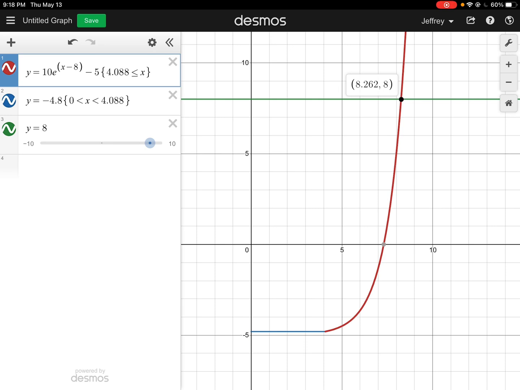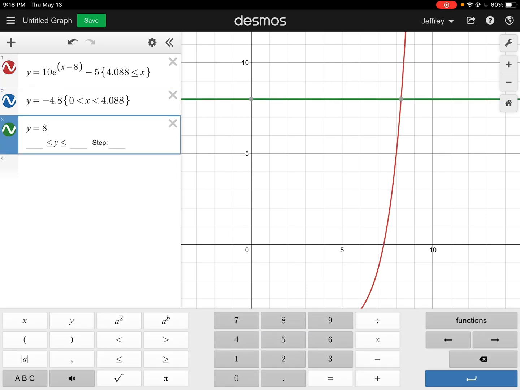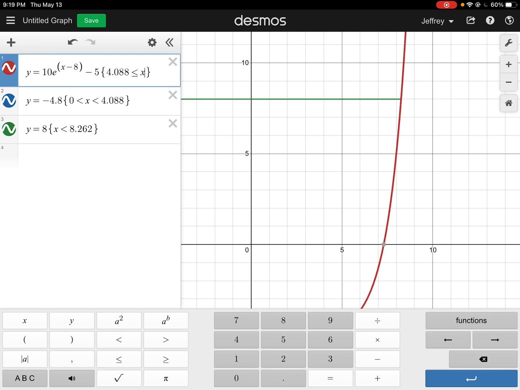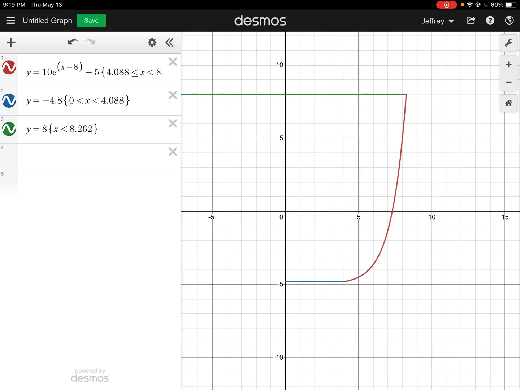Okay. So then this green function, I want x to be less than that, because then it will cut it off to the left. So let's do x has to be less than 8.262. And then the red function also has to be less than that value, so it has to be less than 8.262. Okay, so you see how that works out right there.